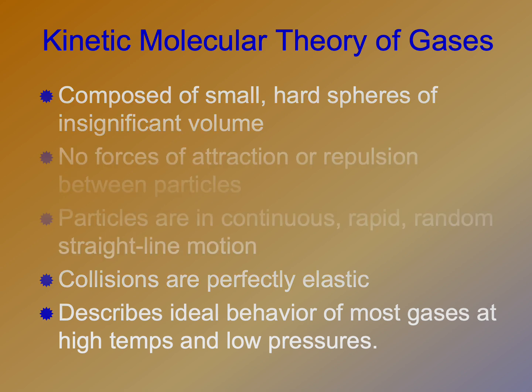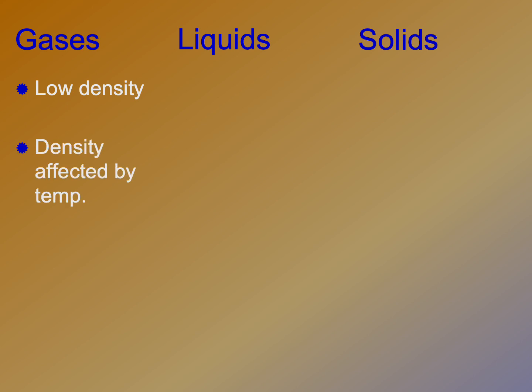Let's look at our states of matter. We have gases. We said there's lots of empty space between gases, so they do have a very low density because there's not as many particles trapped within that amount of volume. The density is going to be affected by temperature. So if you cool it down, those particles slow down. They tend to get closer together.